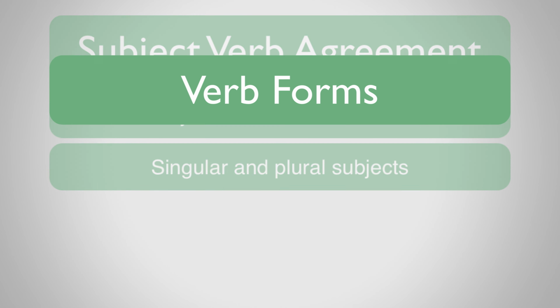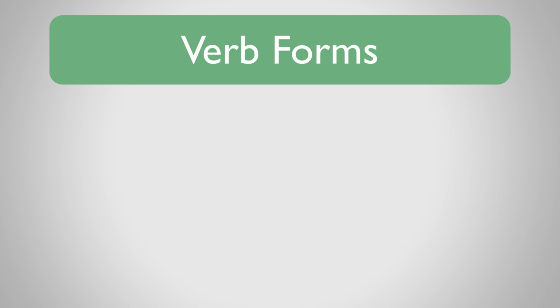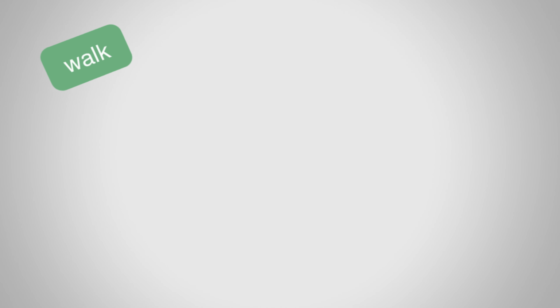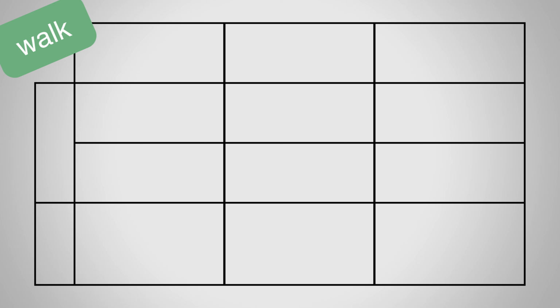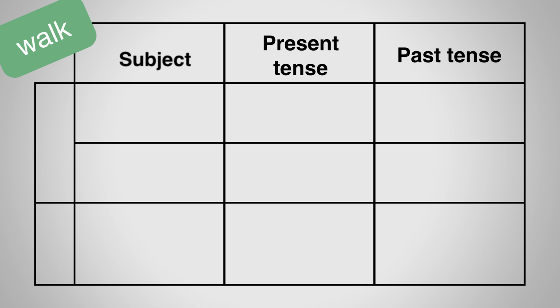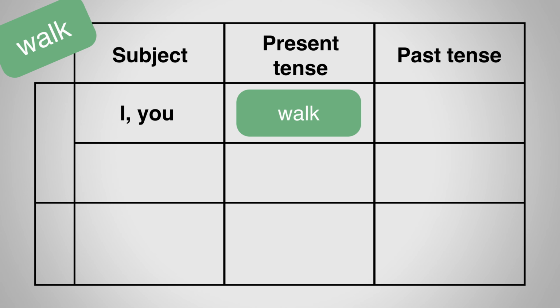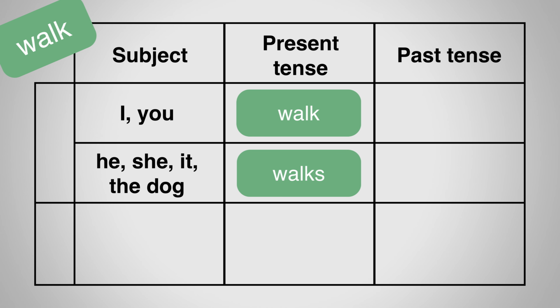We'll start by looking at a typical verb, that is, one that follows the normal rules. Let's use the verb walk. We already know that a verb can be written in the present tense or the past tense, so let's add those as headings. So now let's see what form the verb takes when it follows different subjects. So we could say, I walk, and you walk. Or we'd say, he walks, she walks, it walks, or the dog walks.